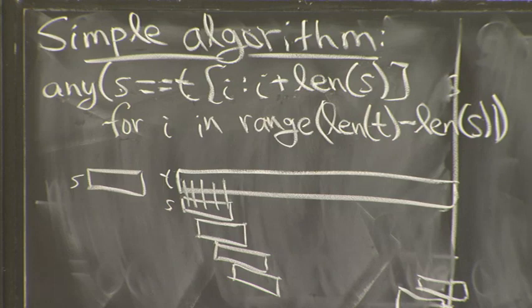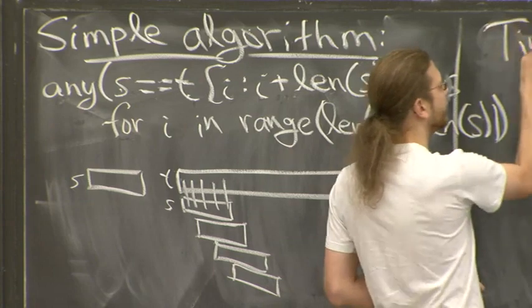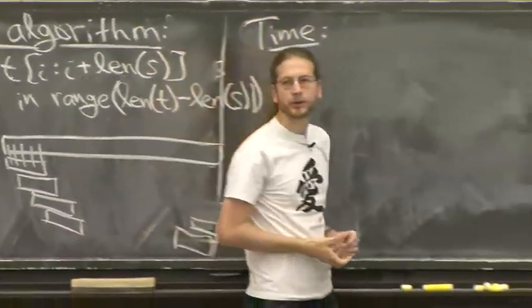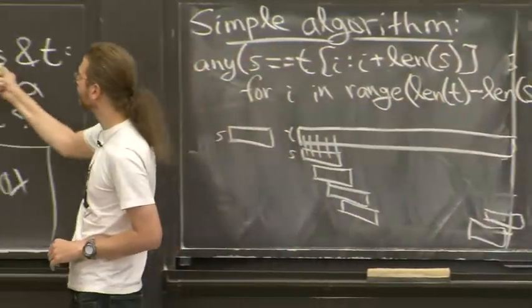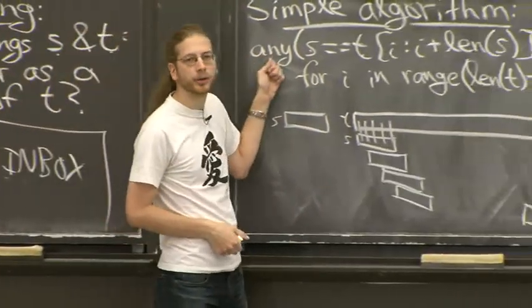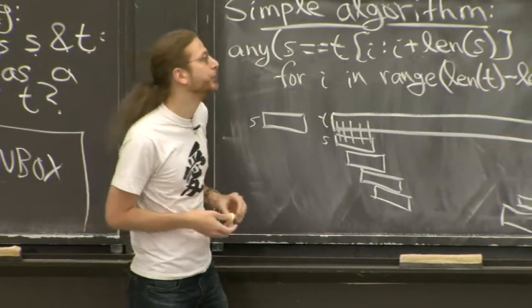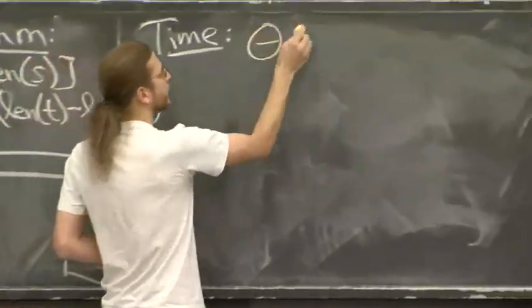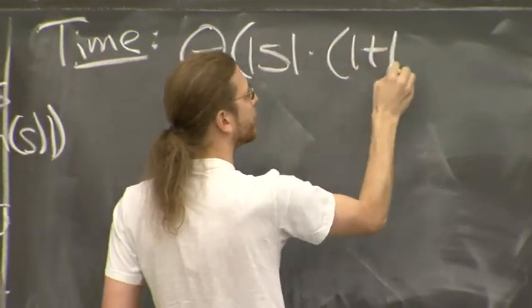Of course, in reality, you want to know not just do any match, but show them to me, things like that. But you can do that in the same amount of time. So what's the running time of this algorithm? So my relevant things are the length of s and the length of t. What's the running time? Sorry? t multiplied by s. Yeah, exactly. Technically, it's length of s times length of t minus s.